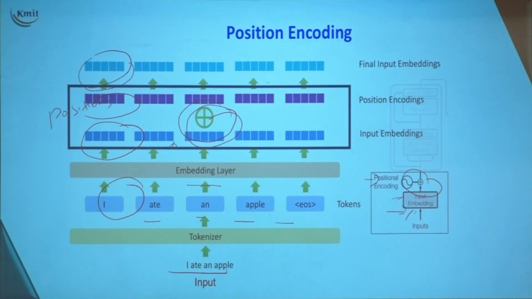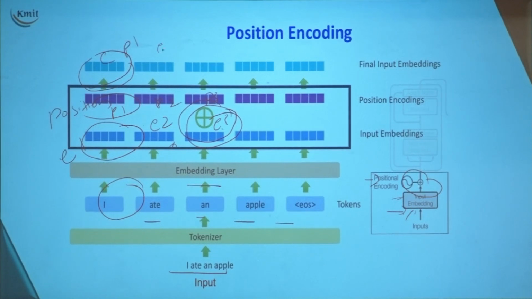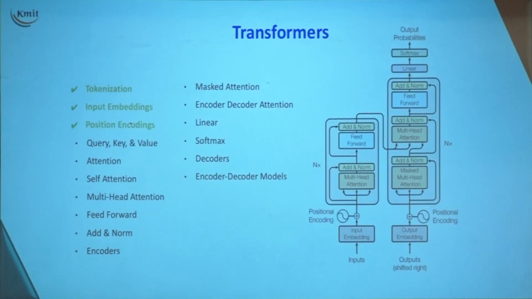See, I call these E1, E2, E3. These would be P1, P2, P3. And these are EP1, EP2, EP3, which are given as input to the encoder block. Are you all clear? Yes or no? Okay, so we are done with tokenization, we are done with input embeddings, and we are done with positions. That is, we have covered till this.